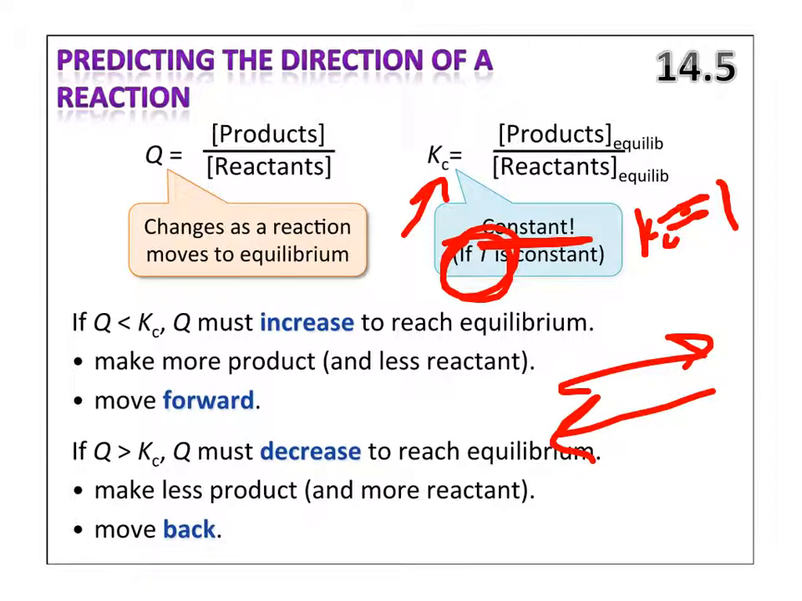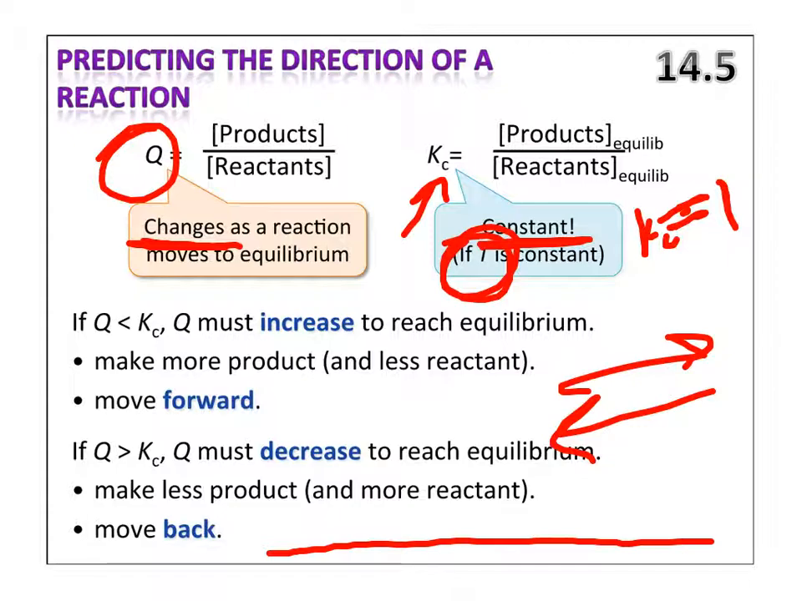Now, your Q value is going to be your products over the reactants, but it's not going to be the equilibrium concentrations, and this is going to change as a reaction moves towards equilibrium, because that's the goal of every reaction. It's to move towards equilibrium. So when Q is less than Kc, which way does your reaction go? Well, we can draw it out.